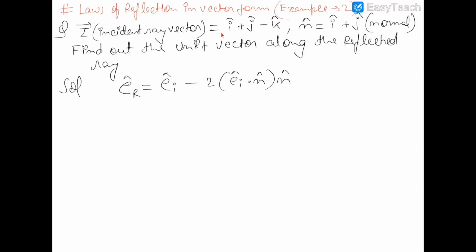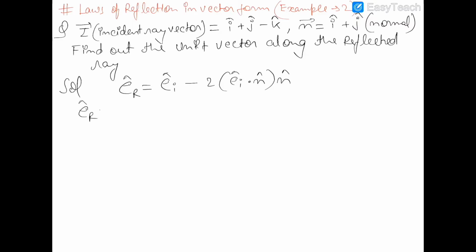The incident ray is i cap plus j cap minus k cap, and this is the vector of the incident ray. This is not a unit vector, in fact this is a vector, and this is a normal vector which is also a vector. It is not a unit vector, so I am writing it as a vector. Now we have to find the unit vector along the reflected ray, and here is the formula. We have already derived this formula, so now we'll apply it.